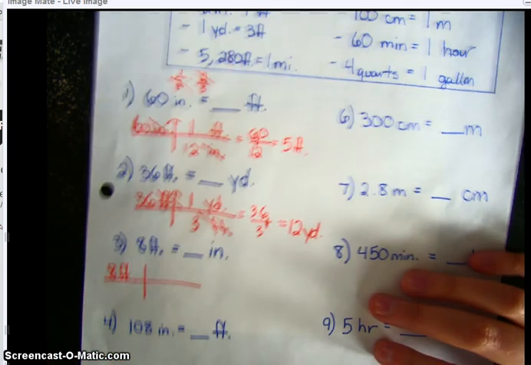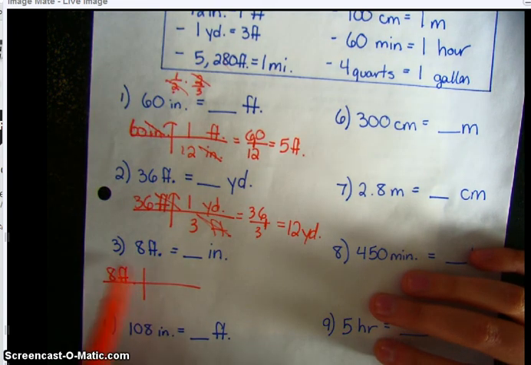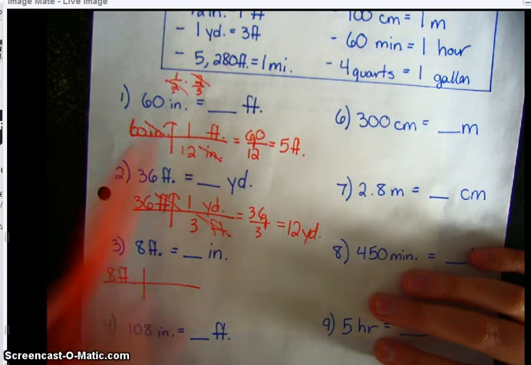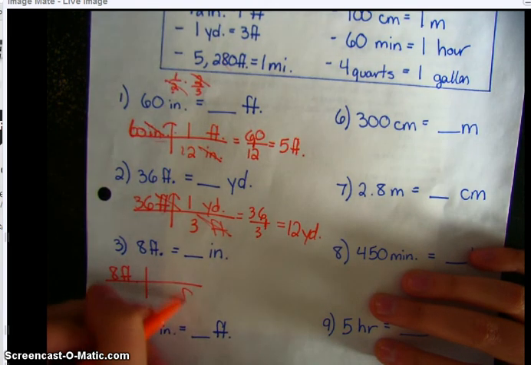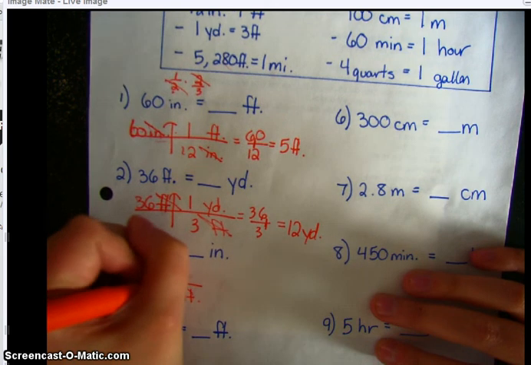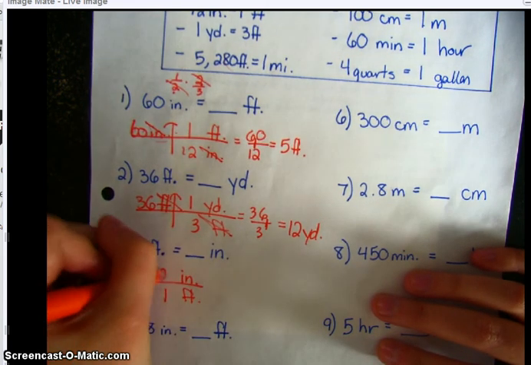So this time, we want feet to go in the bottom because we're trying to get rid of feet, and feet is in the top. Here, we were trying to get rid of these inches. Here, we want to get rid of feet, so feet's going to go in the bottom. Inches are going to go on the top. So instead, we'll have 1 foot on the bottom, 12 inches on the top.